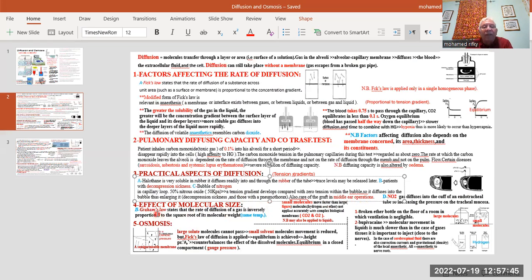The fourth point we will discuss is the effect of molecular size. We said before that the factors affecting diffusion are the partial pressure or tension gradient, and the second is the molecular weight or size. You see, we go after Graham's law, which states that the rate of diffusion of a gas is inversely proportional to the square root of the molecular weight. So according to this law, oxygen, which has a molecular weight of 32, will diffuse more than carbon dioxide. But this does not actually happen, because this diffusion occurs across complex biological membranes, like in the human body, where carbon dioxide is more soluble in water. That makes a difference.